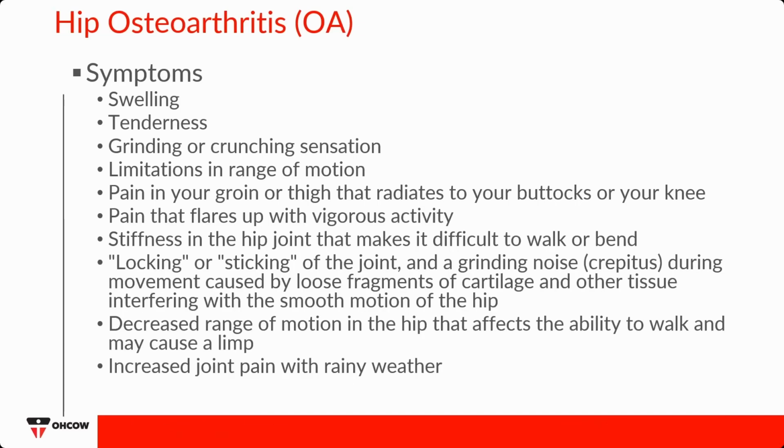So in terms of symptoms, there could be swelling, tenderness, grinding or crunching sensation, pain in the groin or the thigh that radiates to the buttock or the knee. So the pain doesn't have to be localized. Pain that increases with activity, stiffness of the joint that makes it difficult to walk or bend, locking or sticking sensation, decreased range of motion that affects walking. It may cause limping, increased joint pain, usually in damp and cold weather.